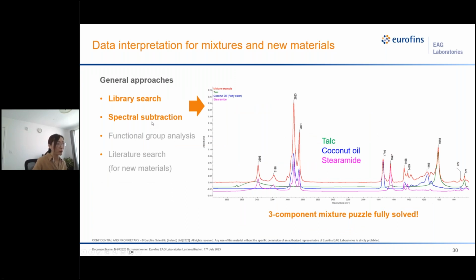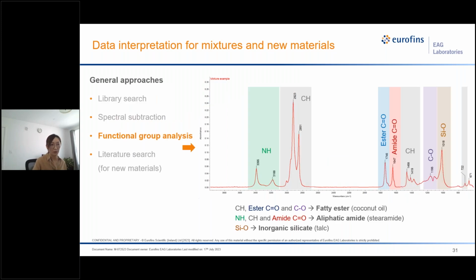By performing both library search and spectrum subtraction, we were able to definitively identify the three individual components in this mixture. For more complex mixtures, one may need to go back and forth between those steps and repeat this process multiple times. But in general, the combination of library search and spectrum subtraction gives us a very effective protocol for mixture or unknown analysis.